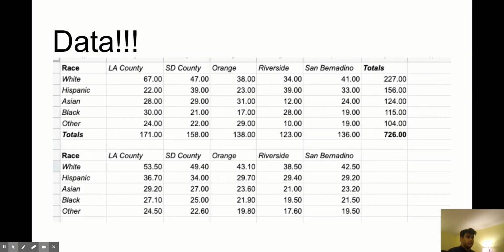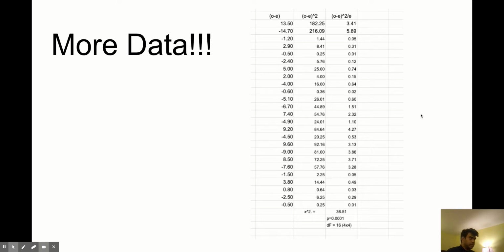And then on the bottom, I have white, Hispanic, Asian, Black, and other races. And then I was just able to get the observed and expected data that I needed to proceed. And here's more of the data that I needed. Obviously, I like doing it like this because I can just take the sum of the observed minus expected, squared, divided by the expected.